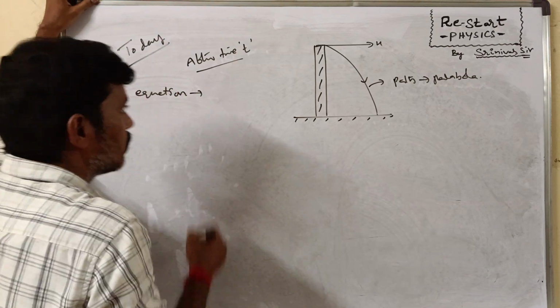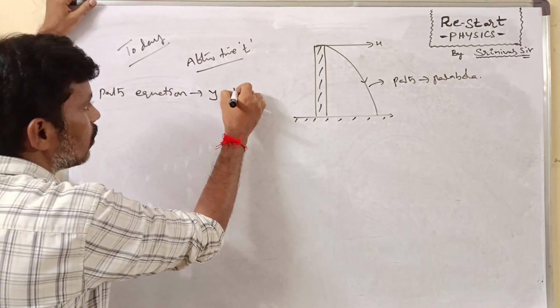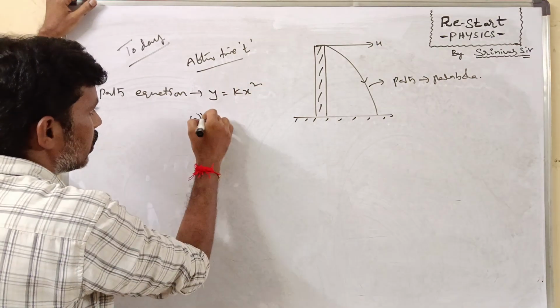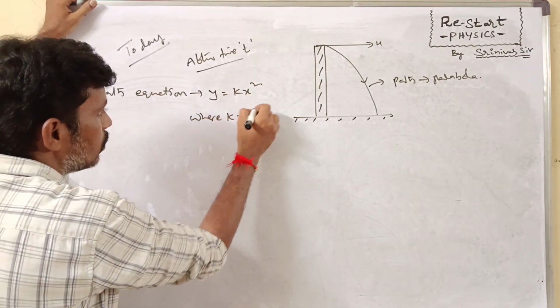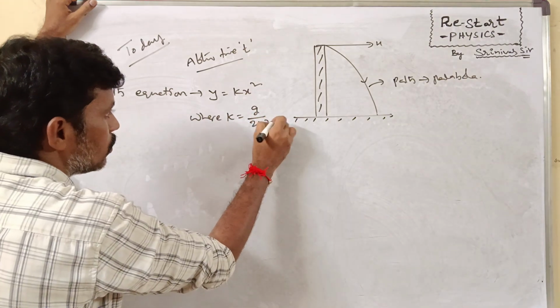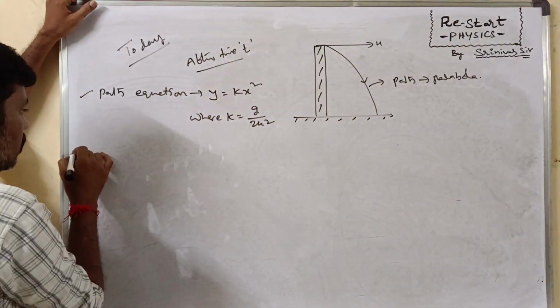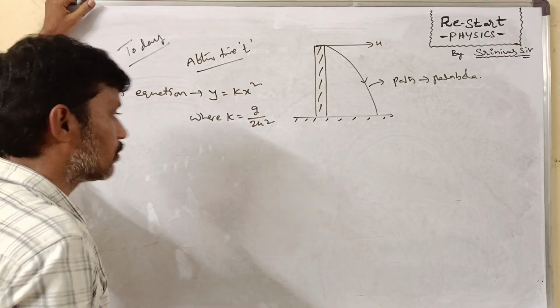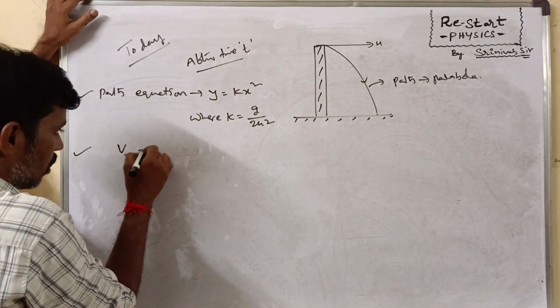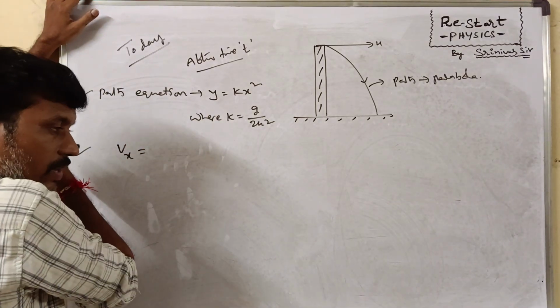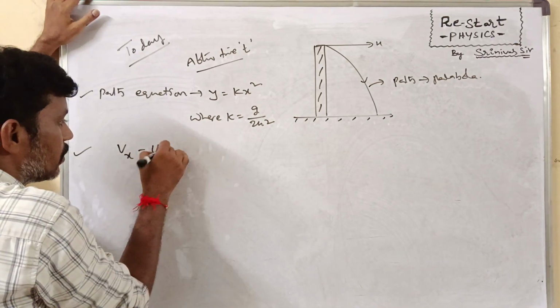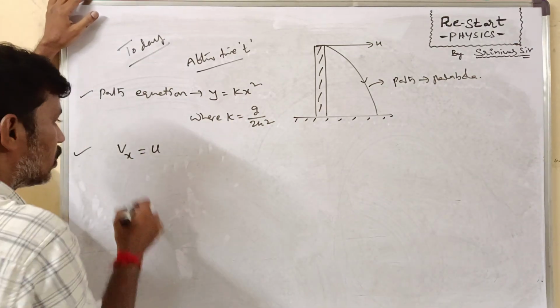The horizontal projectile path equation is y is equal to kx square, where k is equal to g by 2u square. Clear, right? And after that what do we get? The final component of velocity after time t is u only, at any time u only.